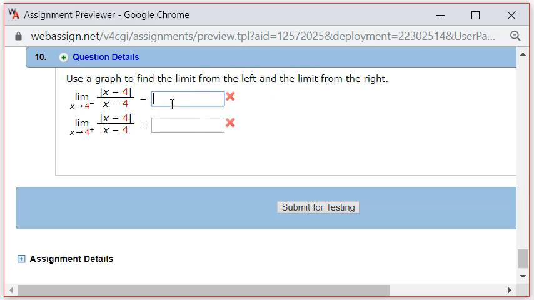All right, so we get negative 1, so I type in negative 1 here. This is going to be a positive 1 here. All right, let's check the answer. I came back and it looks like we got both of them correct. All right, that's it. I hope that this was clear.